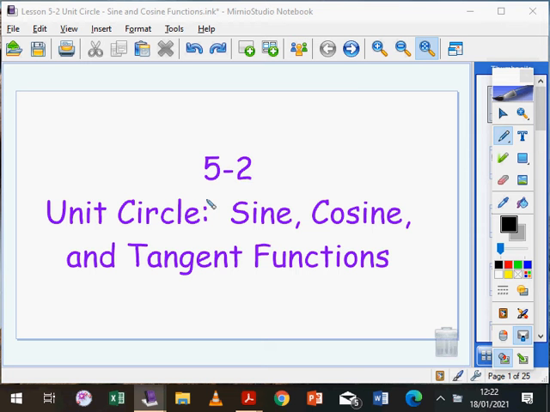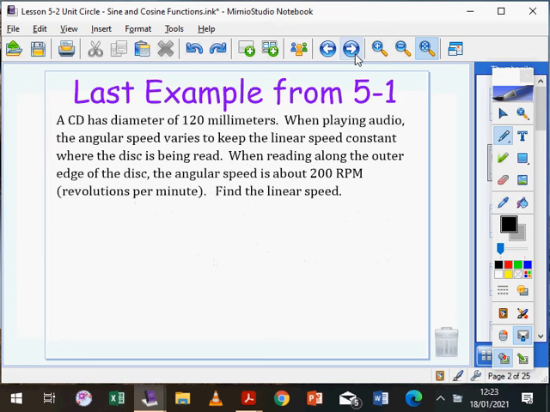So we'll continue on looking at sine, cosine, and tangent functions. And we did some of this in lesson 1. This is a repeat of the last example from the last lesson. I did this example in an earlier video that was posted on Wednesday night or Friday or Monday, so you can find it there if you need help on this.